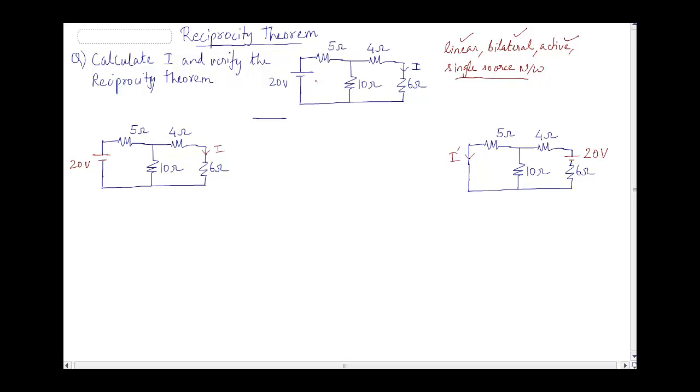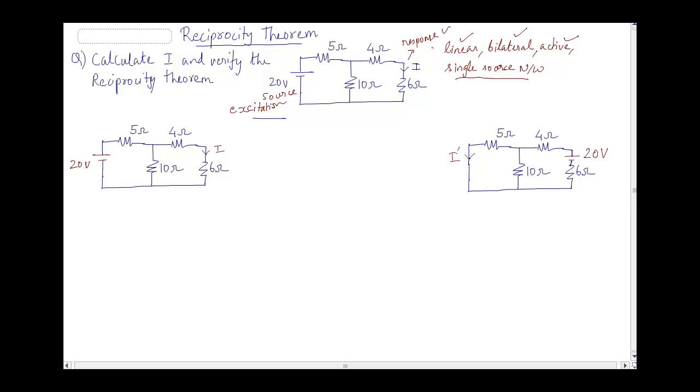Now what is the meaning of reciprocity? For understanding reciprocity, you can look at these two diagrams that we have drawn. Here I have marked 20 volt and the current I in different color. Why? Because this 20 volt is the source because of which this current is happening. So in a way, this is the source and this is the response. Or you can also say that this is the excitation or input, and this is the response.